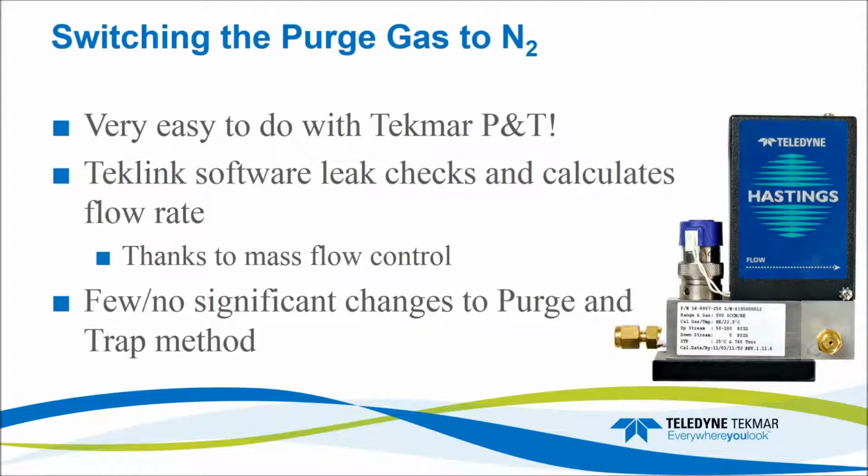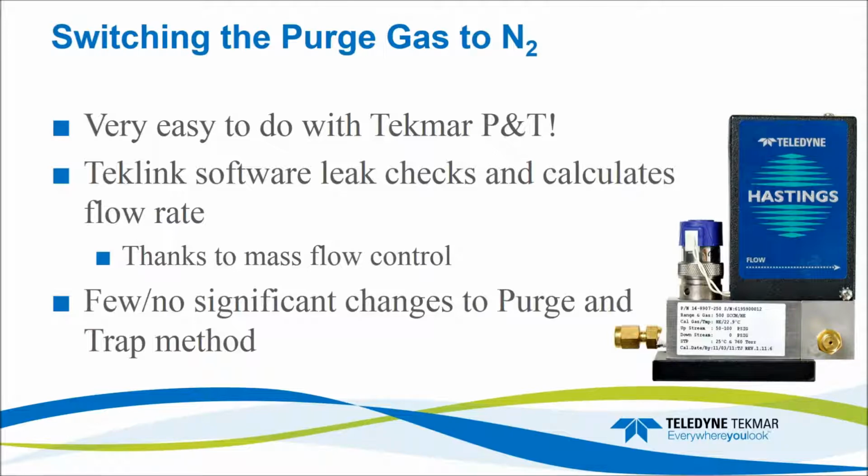So how do we switch to nitrogen as our purge gas? Well, that's really easy to do with the Tekmar purge and trap concentrators. First and foremost, this is because of our mass flow controller. So we have full independent electronic control of all the flows and all the modes, and they're all variable and independent from one another. And because we're measuring the actual mass flow of the gas, we know that we're going to deliver the right volume of gas independent of pressure in the system for the gas that you choose.